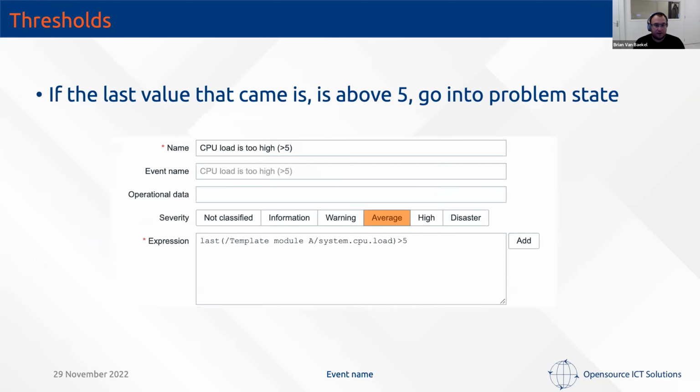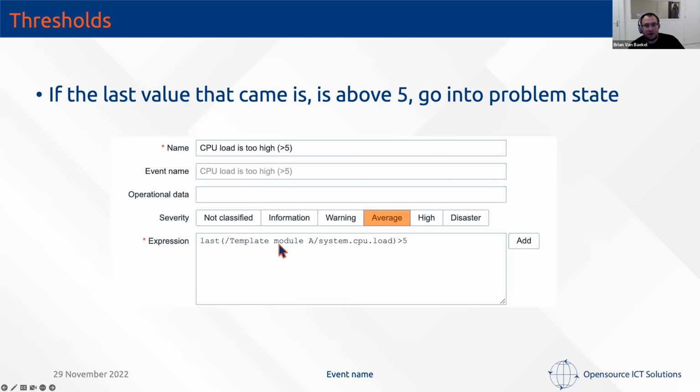Now we need to build actually the thresholds. I mean, when is something a problem? CPU load is too high, it's over 5. Then we give it some sort of severity and we build an expression. If the last value on this template or this host for this item key was over 5, then it is a problem. And I see a few problems already in this slide. Not only the actual problems, but configuration mistakes.